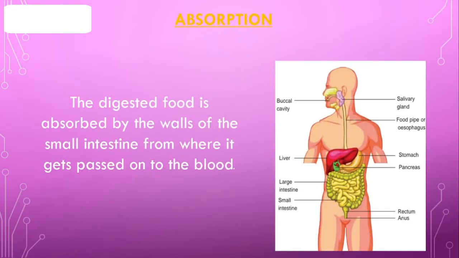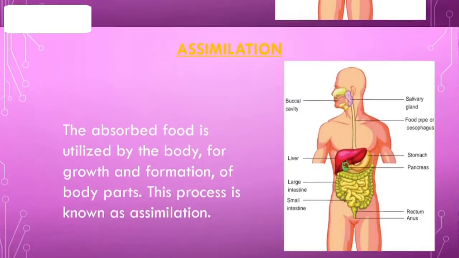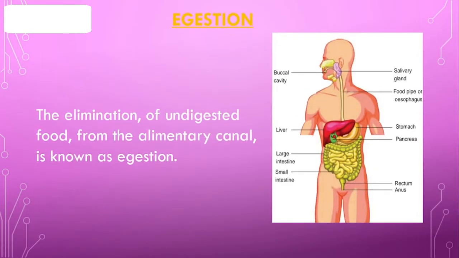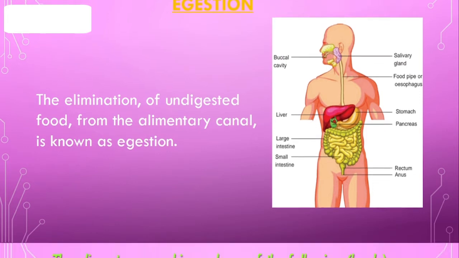Absorption. The digested food is absorbed by the walls of the small intestine from where it gets passed on to the blood. Assimilation. The absorbed food is utilized by the body for growth and formation of body parts. This process is known as assimilation. Egestion, the last step. The elimination of undigested food from the alimentary canal is known as egestion.